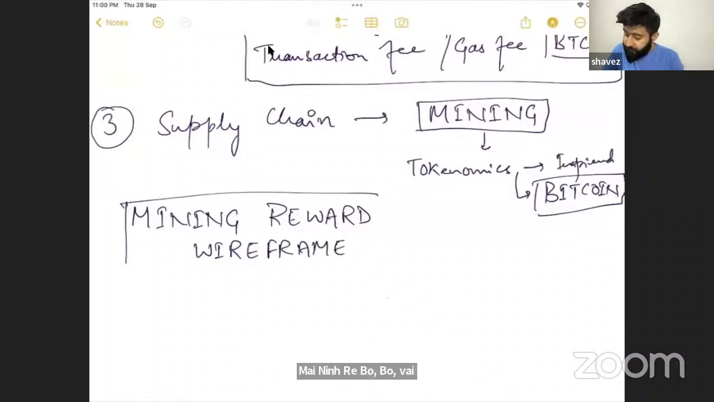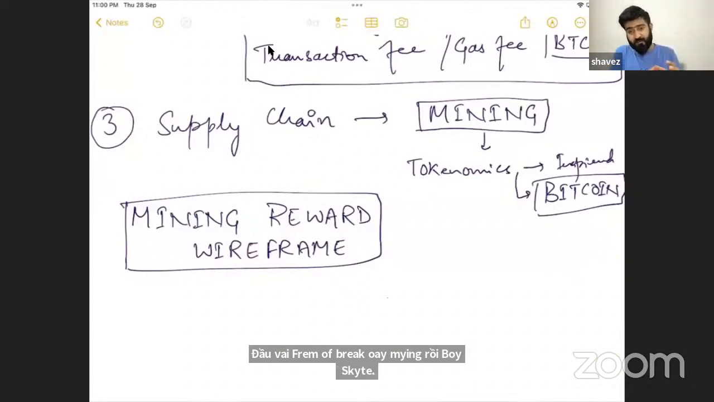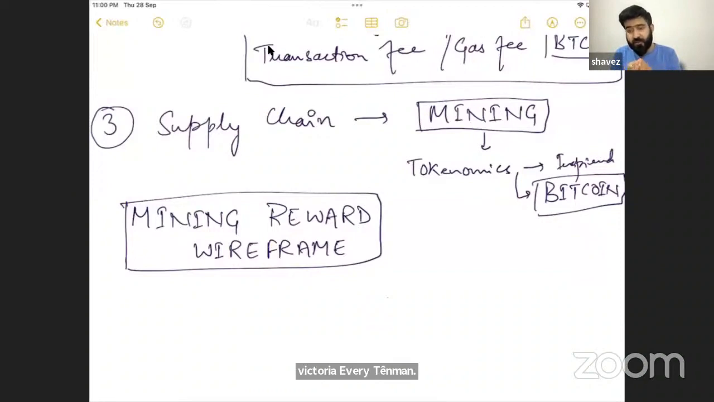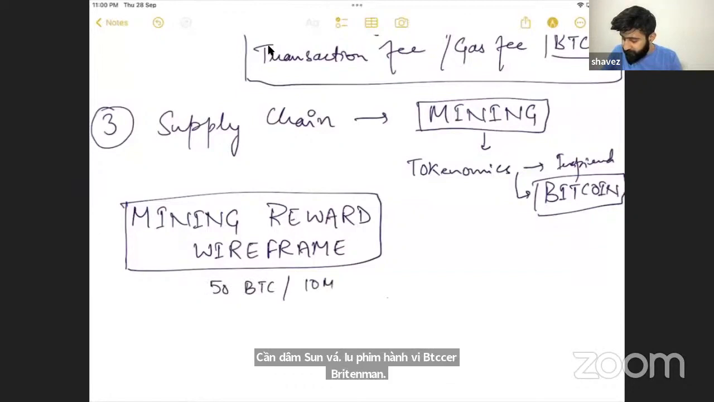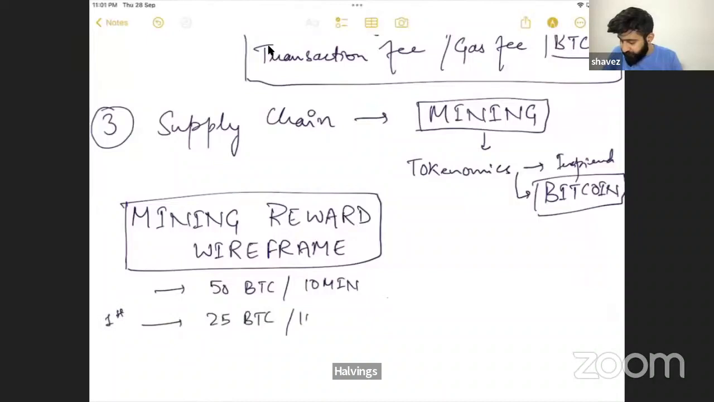The wireframe of Bitcoin mining reward is what? Started from 50 Bitcoin every 10 minutes to every miner mining with a certain consumption value, 50 BTC every 10 minutes. It was of Bitcoin. And then the first halving came. It became 25 BTC every 10 minutes.